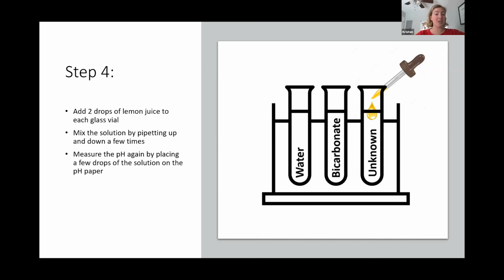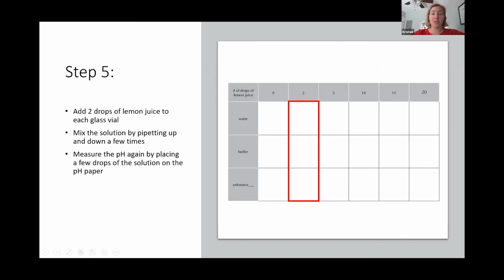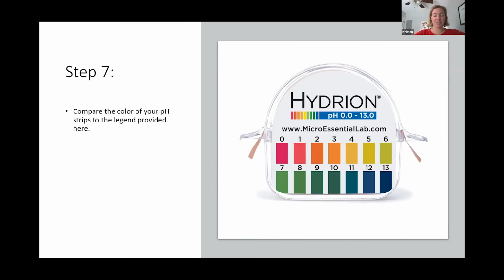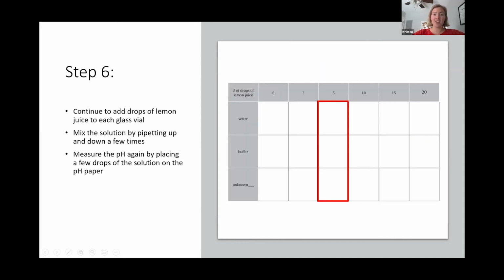And then what they're going to do is measure the pH again by placing a few drops on the pH paper under column 2 here, which is 2 drops of lemon juice. And then what they're going to do is continue this process until they reach a total of 20 drops of lemon juice. So now the total number of drops of lemon juice being 5. So they're going to add 3 additional drops to all 3 of their solutions, pipette these up and down really well, and mix up their solutions. So at the end of this, they should have all 18 strips of paper covered with a couple drops of their solution with lemon juice drops accommodating all of these columns.